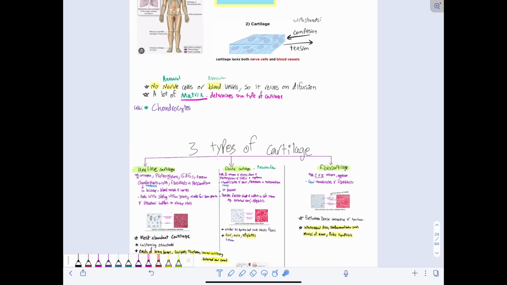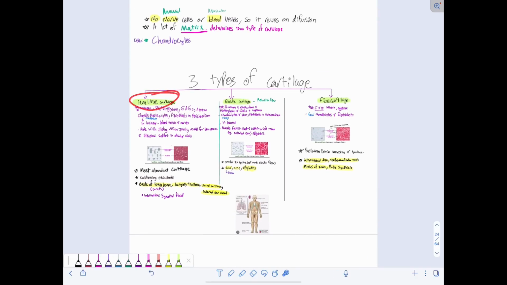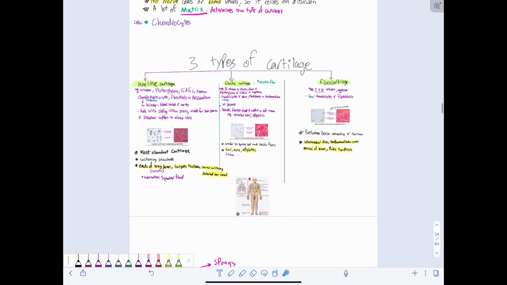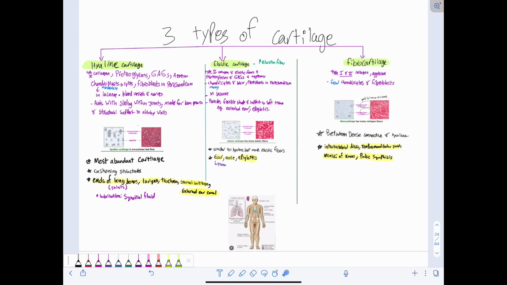Talking about the cells that are there, they're called chondrocytes, and the type of matrix that makes up the cartilage determines what type of cartilage you have, because you actually have three different types. You have hyaline cartilage, elastic cartilage, and fiber cartilage. Hyaline cartilage is going to be the most abundant one, okay? And it's there in areas that need some cushioning, right?